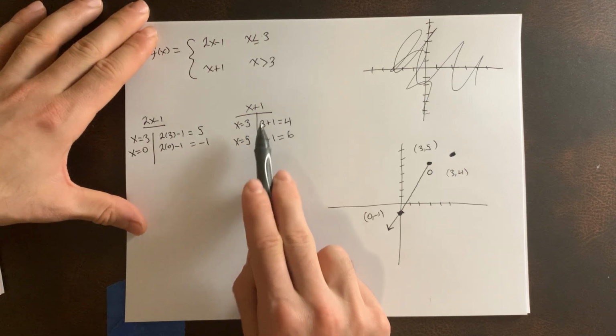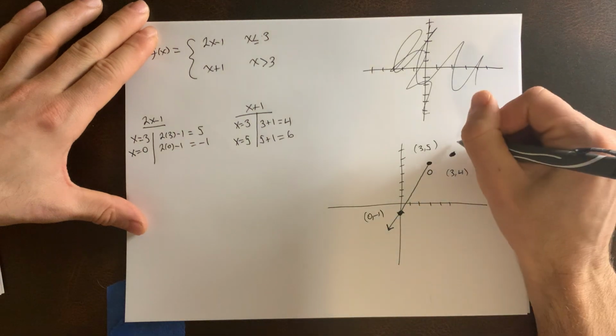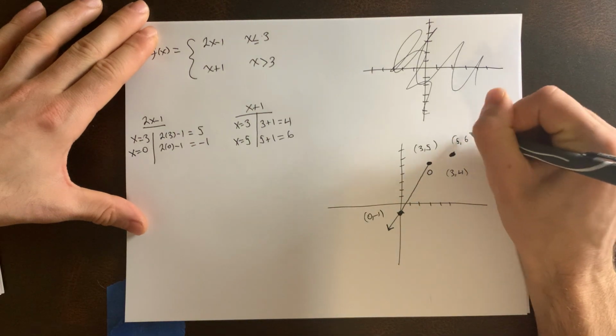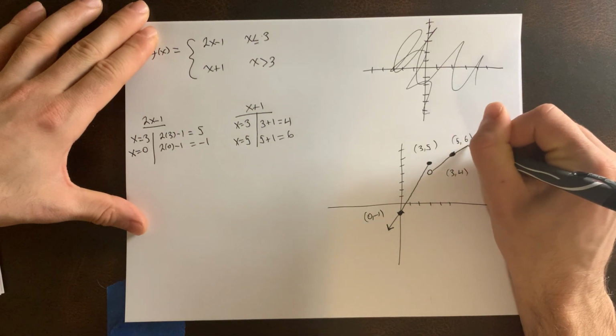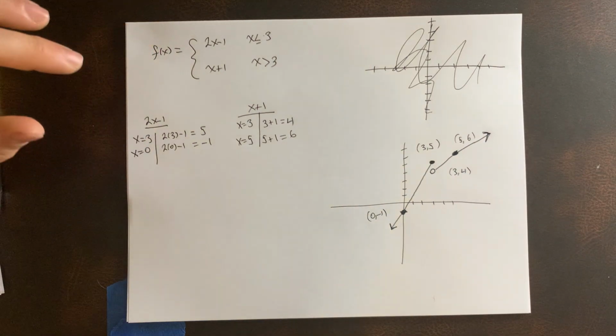And now what we do, we're just going to connect these 2 dots together, the 3, 4, and the 5, 6. So here's the 3, 4. Here's the 5, 6. And we connect those 2 together and draw an arrow off in this direction. And so for this example, this is how we would graph it.